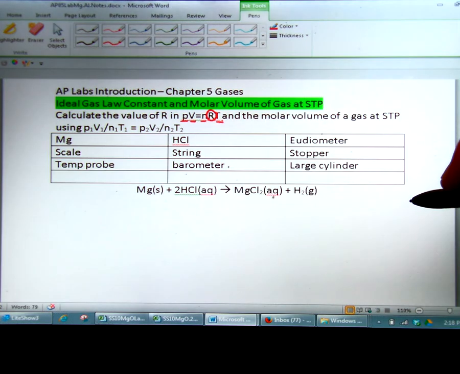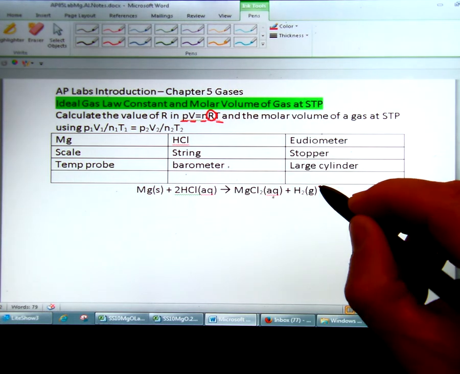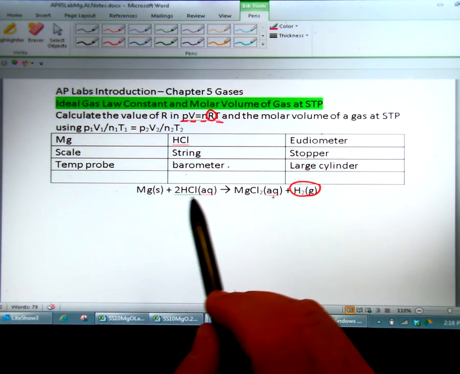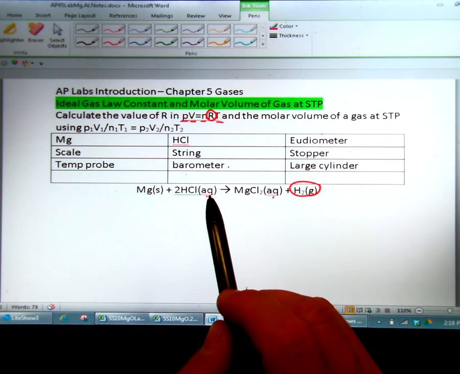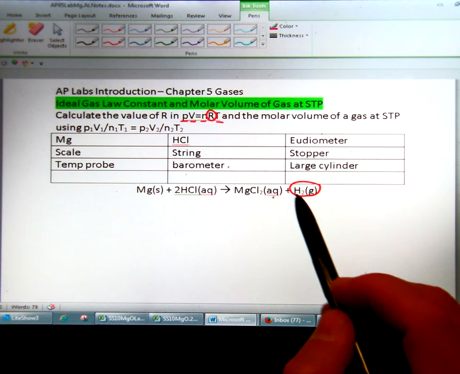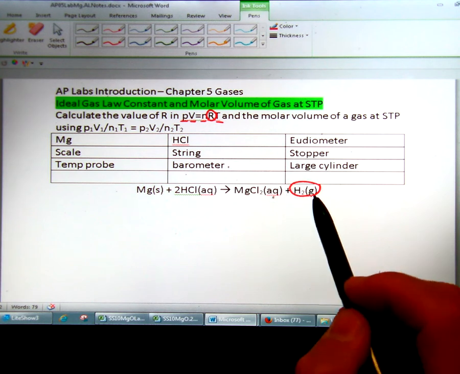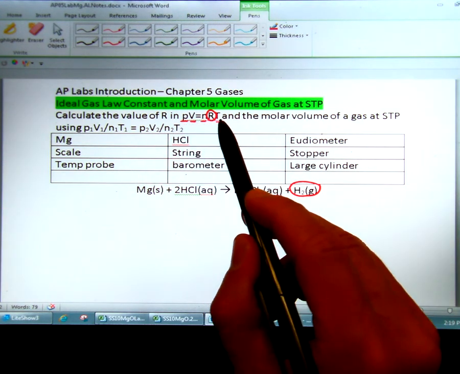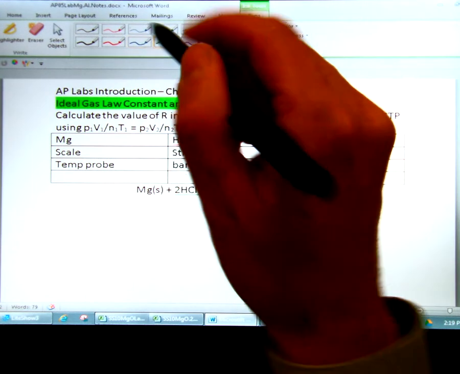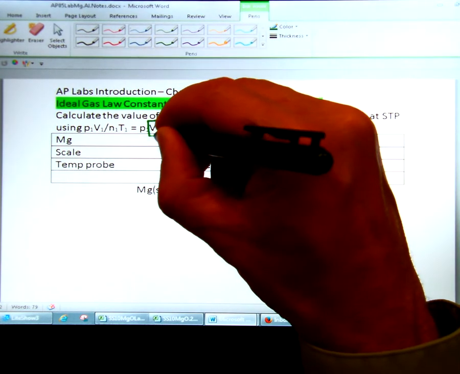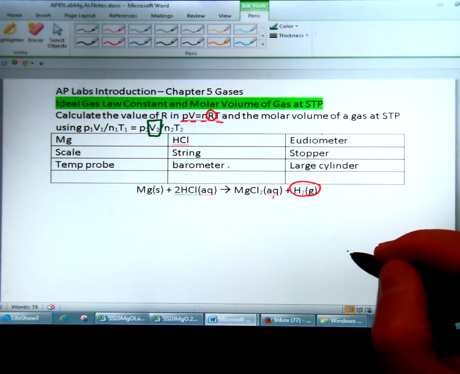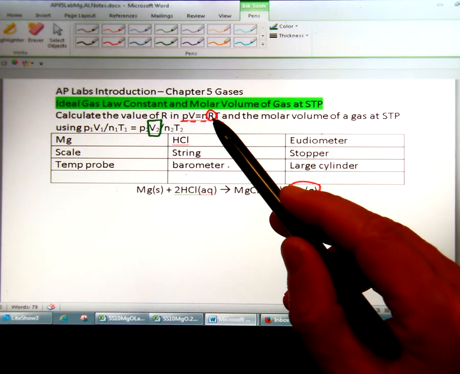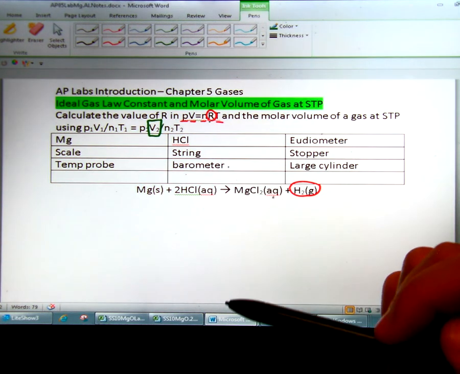The gas we're going to be using is hydrogen gas, which will be generated as a product from the reaction of magnesium solid with hydrochloric acid. You're going to get the pressure, volume, moles, and temperature of hydrogen in order to find R. And then using those same P, V, and T, you will solve for the molar volume of hydrogen at STP, which is going to be V2. Hopefully you're going to get 22.4 for that. And of course, hopefully you'll get 0.0821 for the R value.